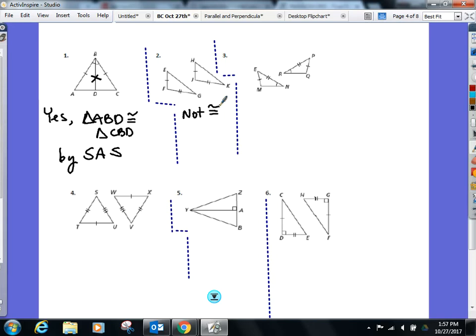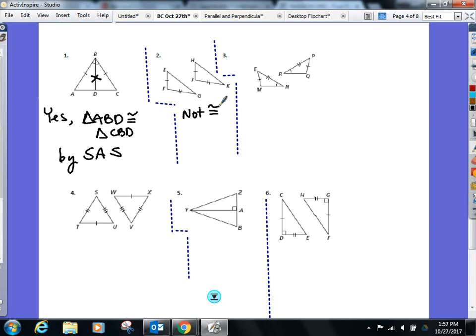Yes. By side, side, side. Not going to get off the hook that easy. How about naming the congruent statement here? Triangle TUS is congruent to XWV. Let's see. TU, just making sure. XW, we're good. How about US and VW? US, VW, we're good. Okay, side, side, side.